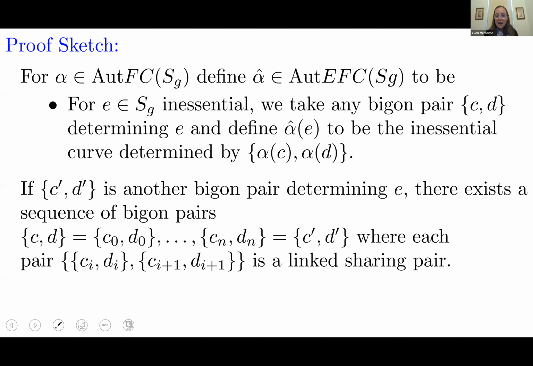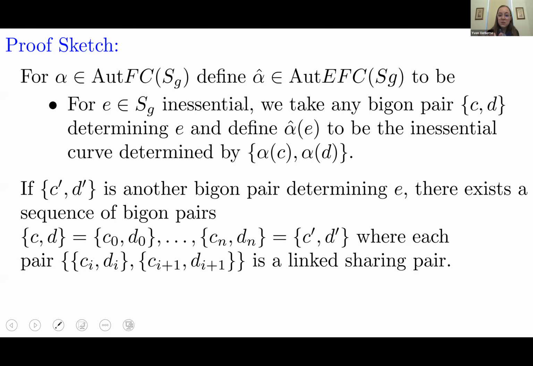So to prove that this path exists takes a little bit of extra work, because we'll have to pass to the extended fine arc graph, which is similar to the arc graph of the surface, because these linked sharing pairs are able to be defined based on the arcs corresponding to the linked sharing pair.